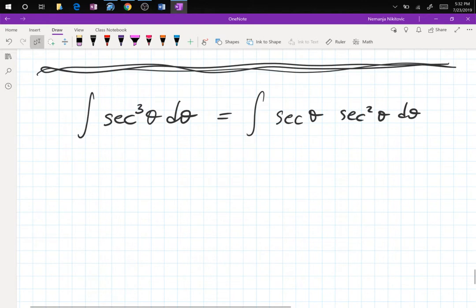If you put secant squared into the bank, then this secant needs to be some kind of tangent, but there's no way you can transfer this into a tangent, so dead end. If you transfer this into a tangent by writing 1 plus tangent squared, and then you distribute, you might be able to do something with half of the integral, the other half won't work. And I see some of you are shaking your heads because you tried that. So, neither of the two works.